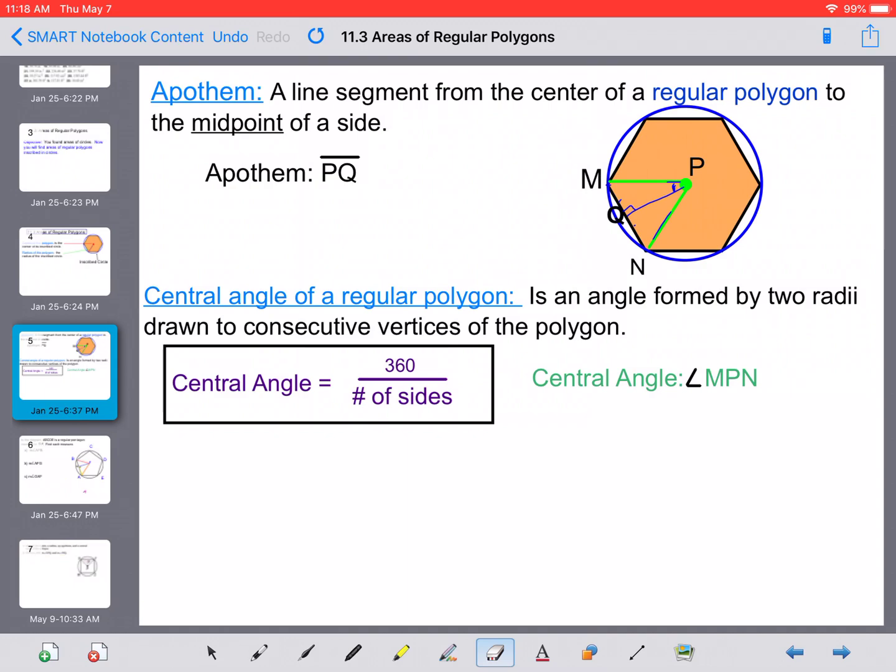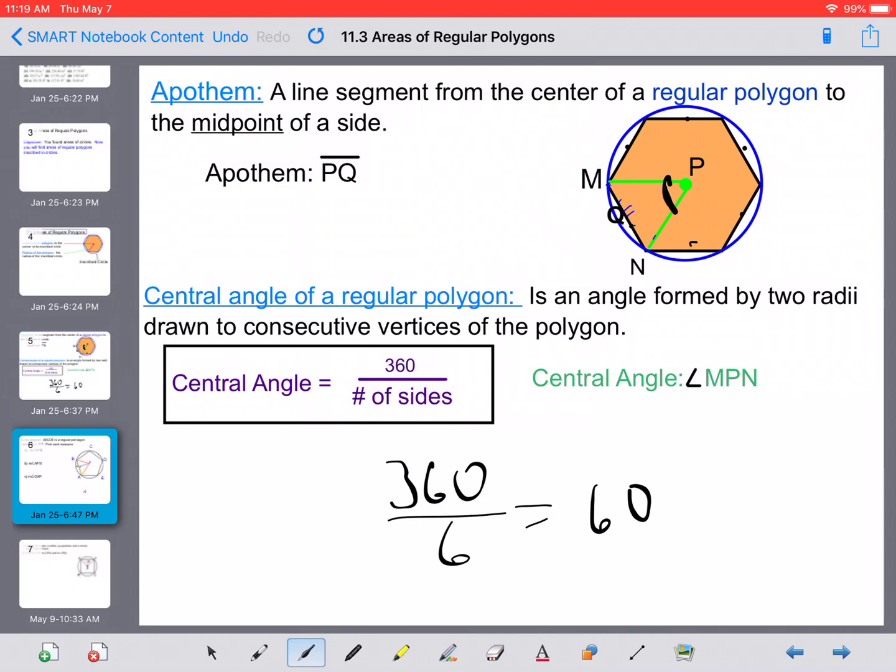The other thing you need to know is the central angle of regular polygons. These are angles formed by two radii drawn to consecutive vertices of the polygon. Or in other words, this angle right up in here, that would be the central one. And to find it, all we do is we take 360 and divide it by the number of sides. So in this case we have 1, 2, 3, 4, 5, 6 sides. So to find the central angle, we'd go 360 divided by 6, which would be 60 degrees, the central angle.